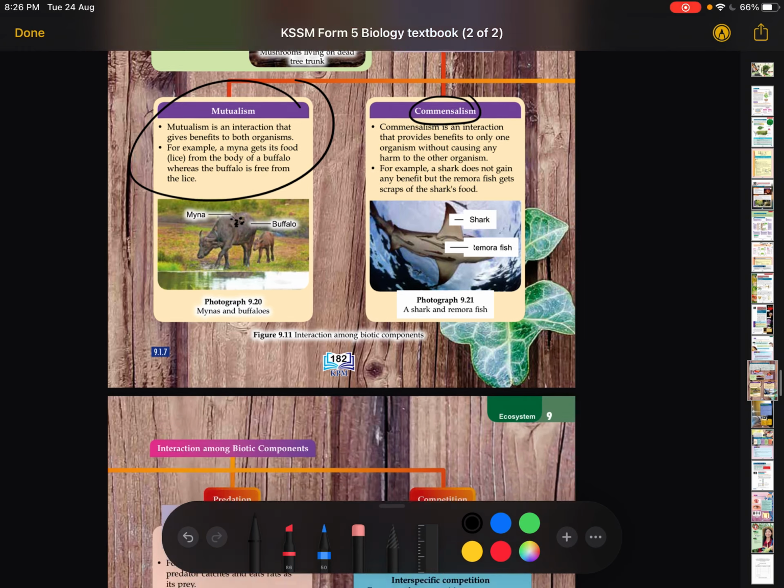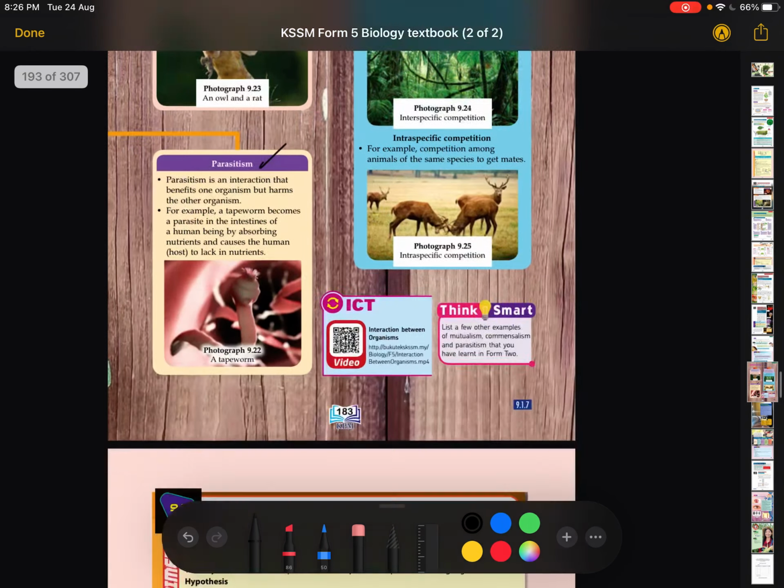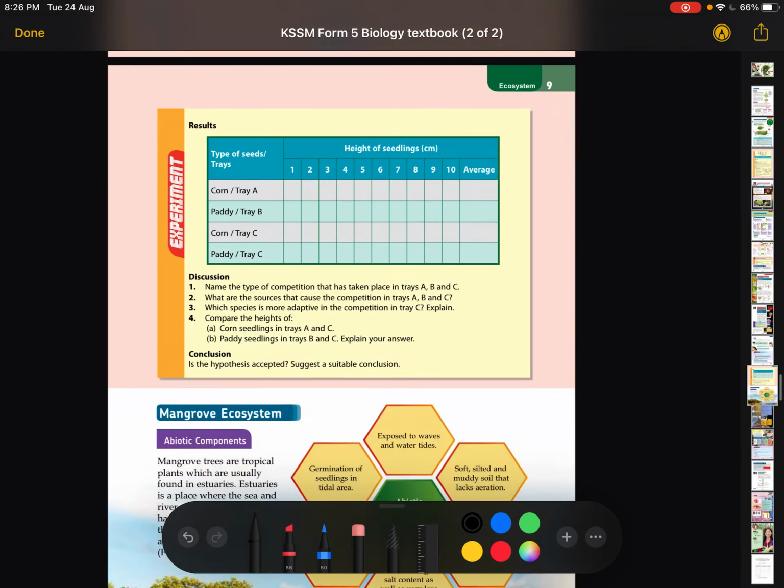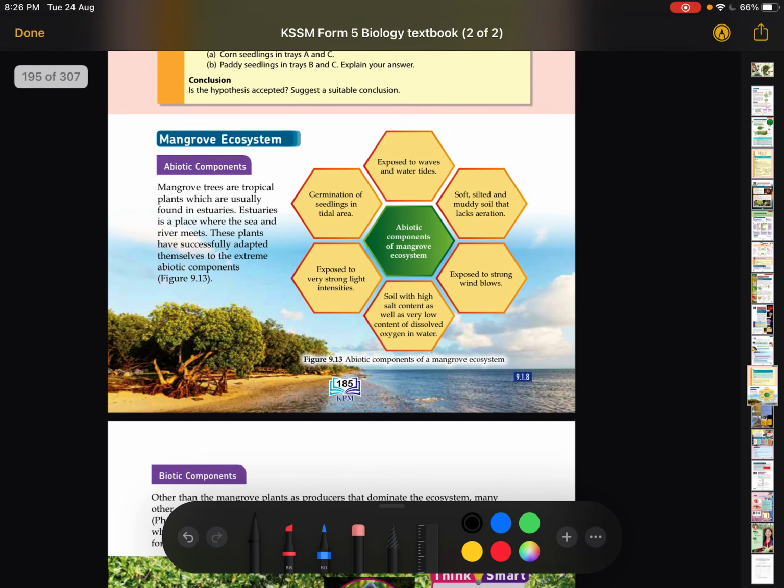I think you can also include predation, because the myna eats the lice. I think if I remember correctly, that's what teacher said. So yeah, if you don't get it, just go back and listen to what I said again. Okay, next is going to be about the mangrove ecosystem, because the mangrove is a bit unique with its components.